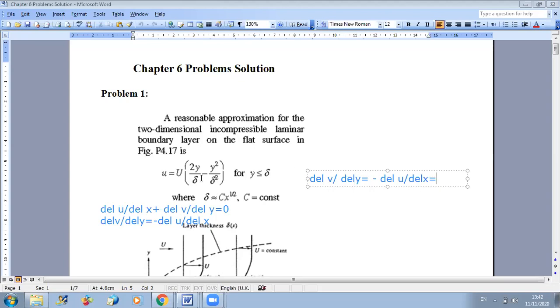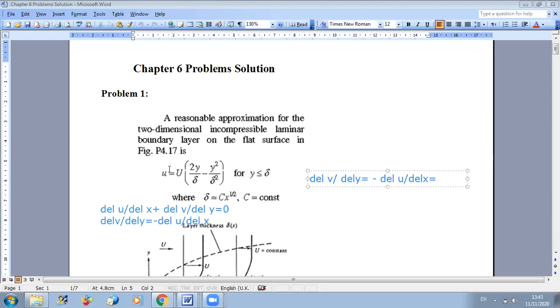Now of course here I don't treat delta as constant. When I do del u by del x, I can't treat delta as constant because it is a function of x. When I do del u by del x, what is constant is y, because my two variables are x and y and I'm doing partial derivative of u with respect to x. Whereas if I'm doing del v by del y, then I treat delta as constant and y as the variable.